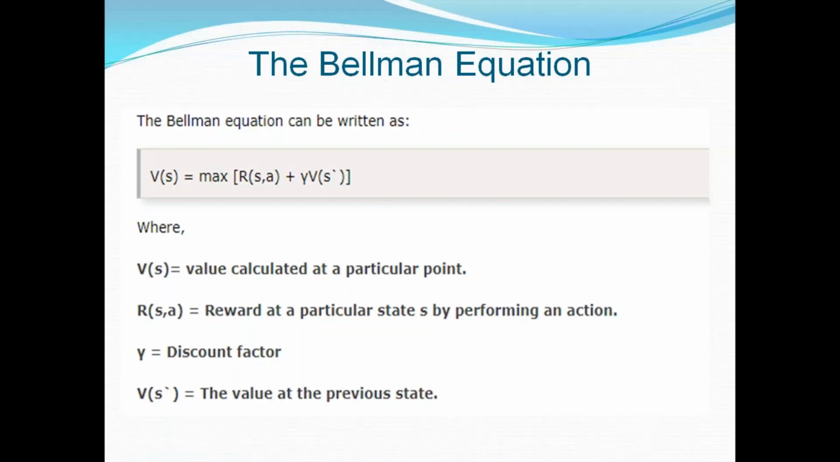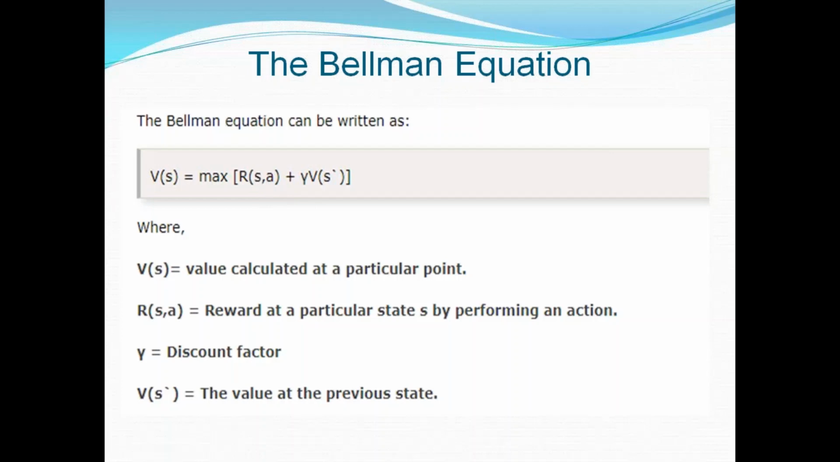Here, this is the Bellman equation, where you calculate the value of a particular point or block. You take the max of the reward at a particular state by performing an action. The different actions you can perform in a maze are going right, left, top or down. Depending on the action performed from a particular state, you get the reward. If you get any reward, you place that value here. If no reward is there, you make it 0.